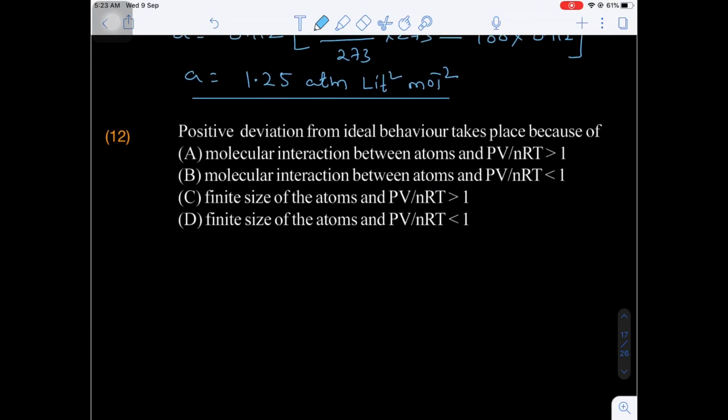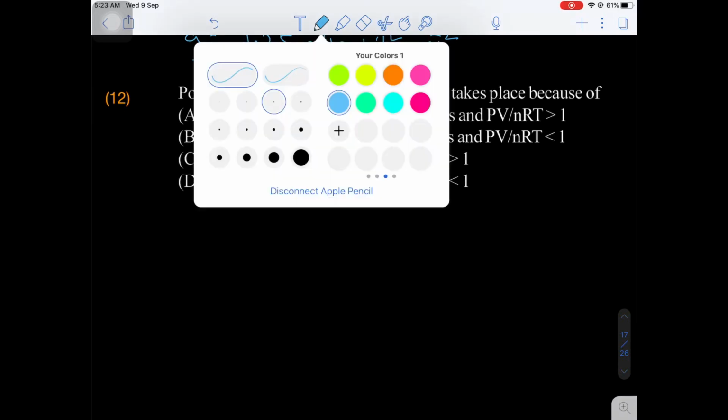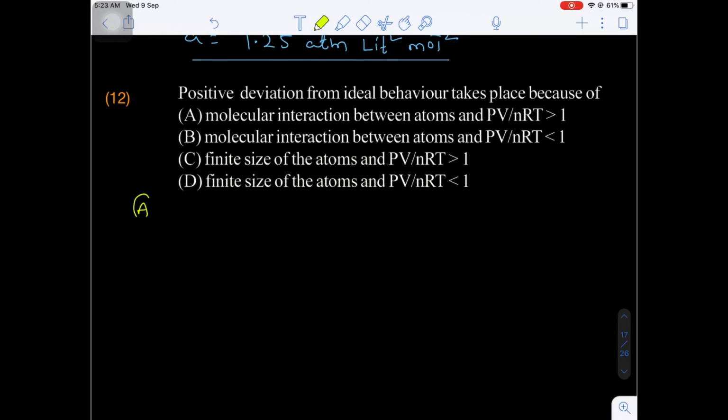Okay, now come to question number 12. The positive deviation from an ideal gas behavior takes place because of. Now here in this question, positive deviation. For positive deviation, what is the compressibility factor? Z should be greater than 1.